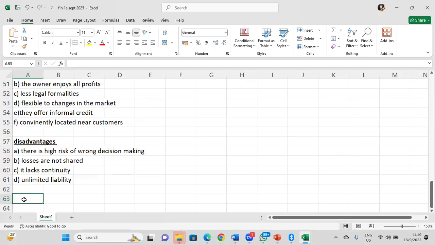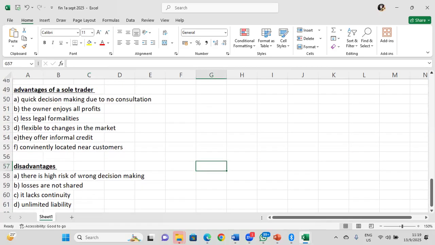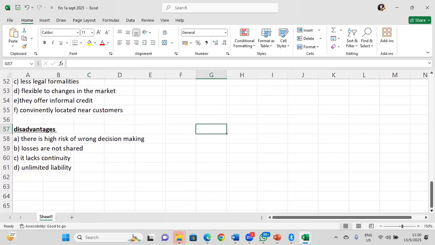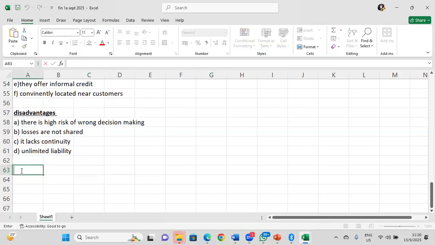Okay, let's proceed. So the disadvantages. We've said there is a high risk of wrong decision making. Losses are not shared. It lacks continuity. Then there's unlimited liability. These are the problems that we can face if we start a business as a sole trader. Then let's continue. Besides a sole trader, we can start a business as a company.